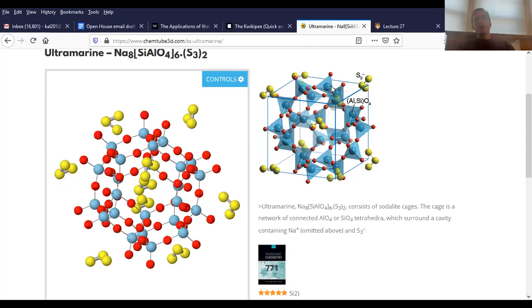Now these squares build a cage, and within that cage you have S3 minus anions. So these are radical anions, which explains the blue color. In addition to the center of the unit cell, you also have these S3 minus ions on the corners of that unit cell. So essentially, you have a body-centered cubic arrangement of these S3 minus anions.